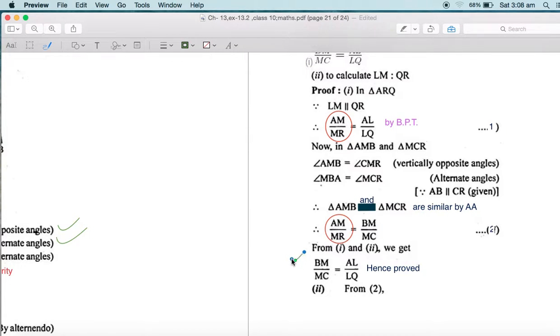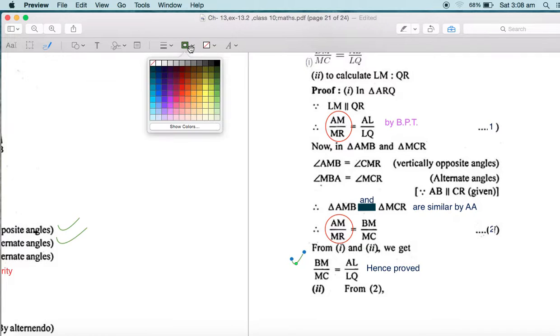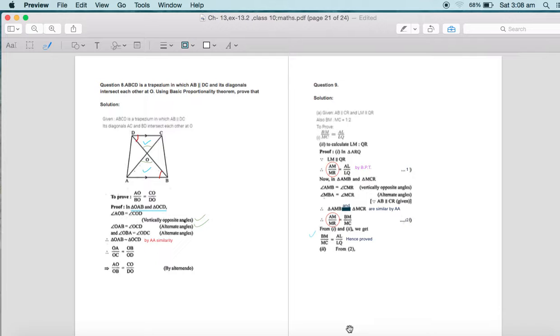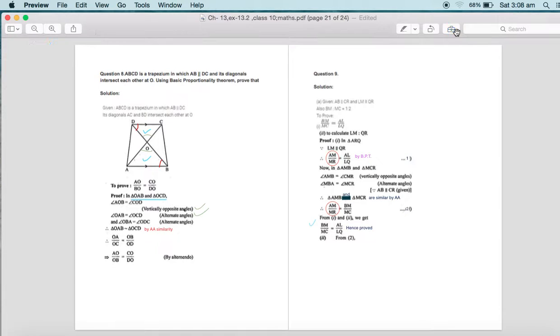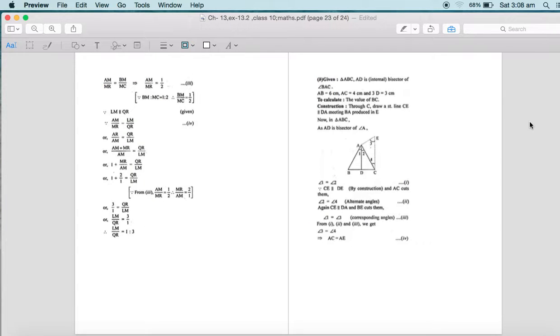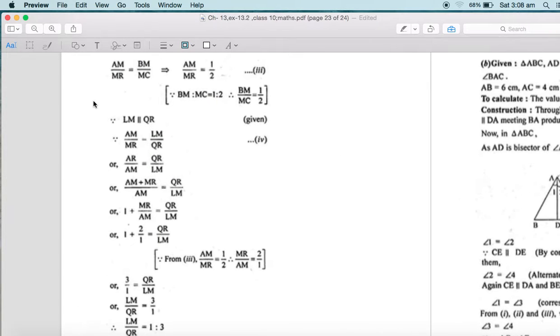Okay. So now we are going to move to the next part of the same question. Let us see what it says. Second part of the question, as I told you, we have to calculate the ratio LM and QR. Let's move to the last step. Okay, so this is what it is.